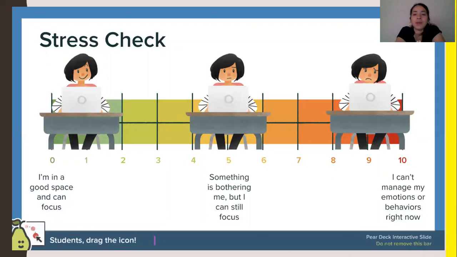As always, in the chat box, check in and give me a stress check from 0 to 10. How are you feeling? Let me know. I would like to know. I'll type it into the chat box as well. Okay, let's see. I'm glad you're still in that green zone. And what about you? Okay, you guys are matching today.